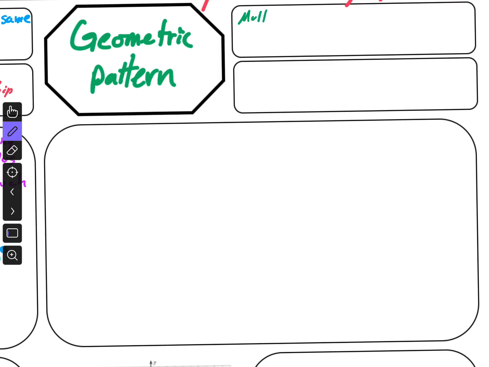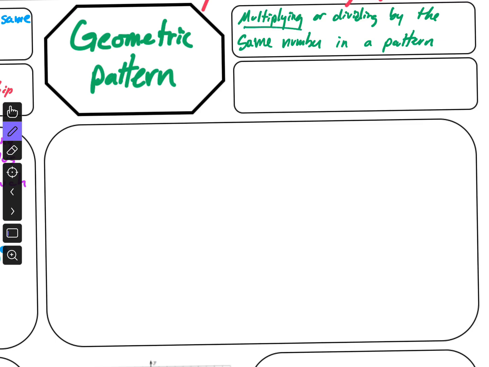So geometric pattern, that is when we are multiplying or dividing by the same number in a pattern. Okay. Now, generally speaking, we deal more with multiplying than we do dividing. And when we really get to some of the examples and some of the formulas, we like to deal with multiplication, not so much with division, just because of the way division affects graphs.